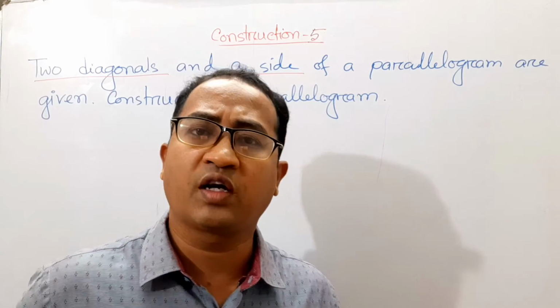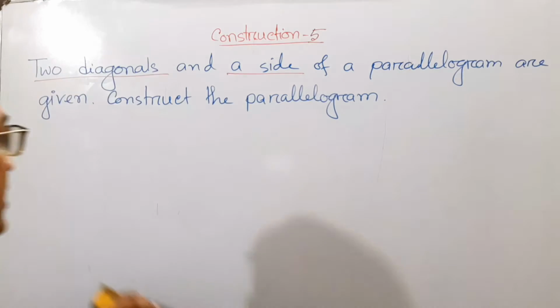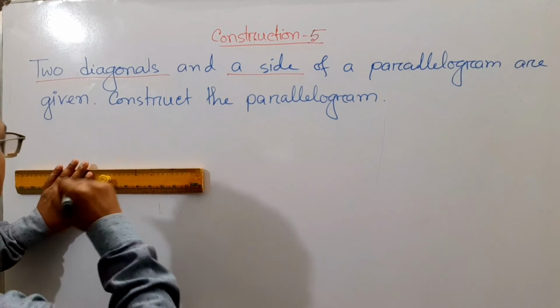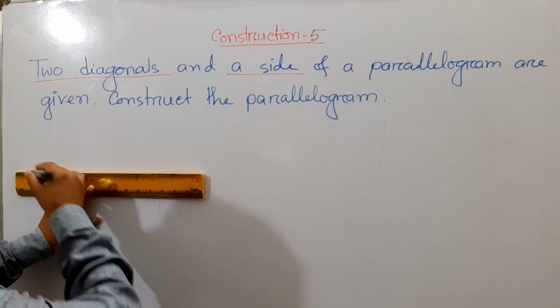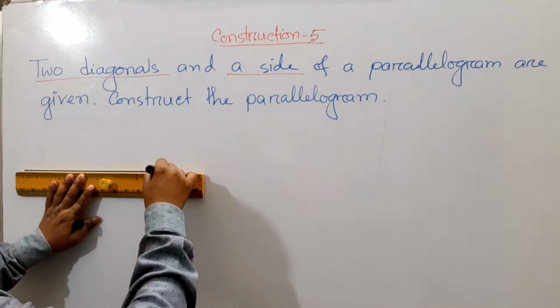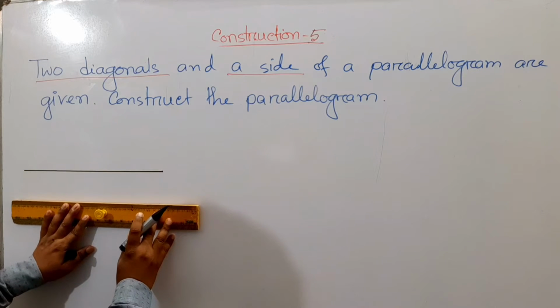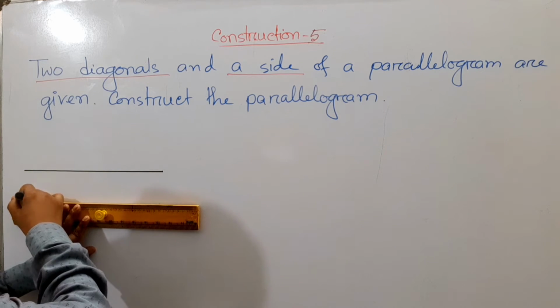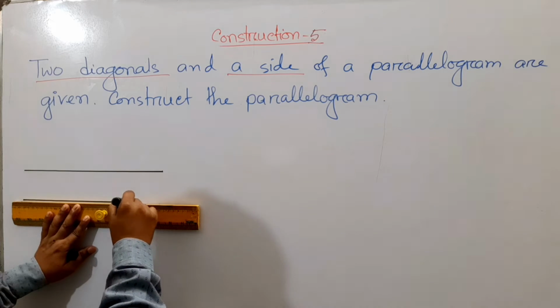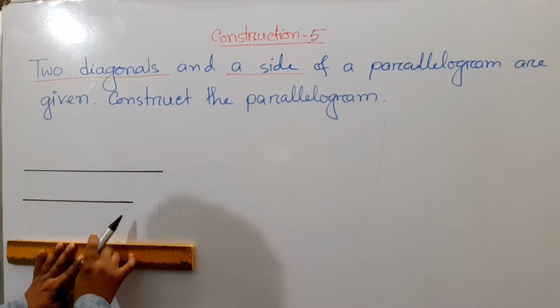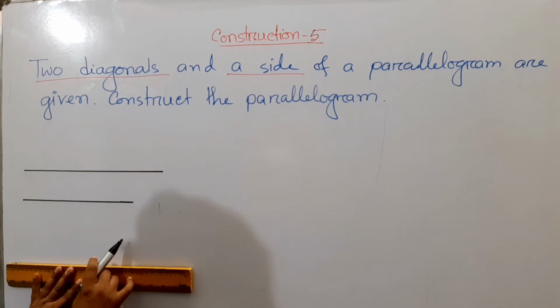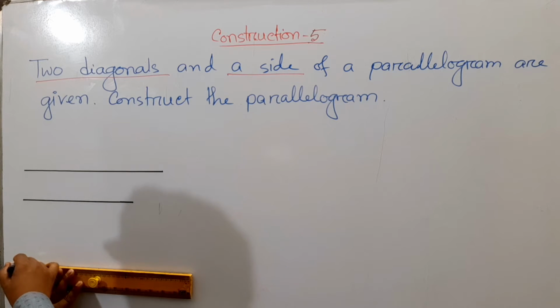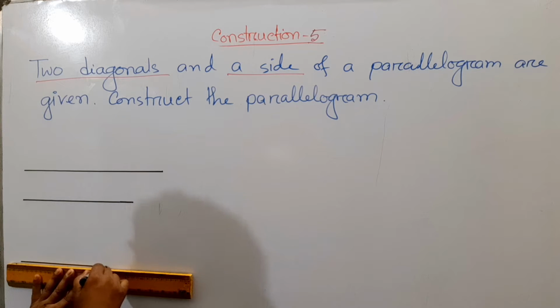At first we will draw the given information. It is given two diagonals D1 and D2. It is also given a side A.